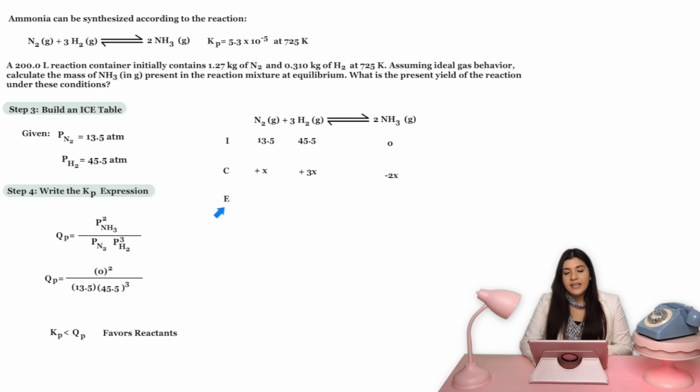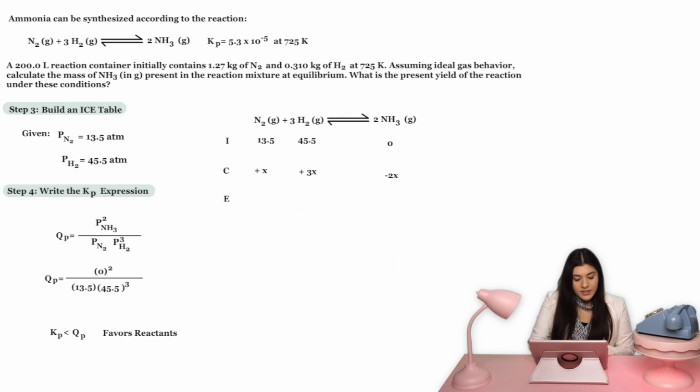So continuing on, the E portion of our ICE table is the at equilibrium portion. So what we would do is we would then combine both the initial and the change. So we are simply adding in this case. We're just adding them straight on down. So I'll add these two straight on down, and same goes for this portion. So this would have been a negative 2x.